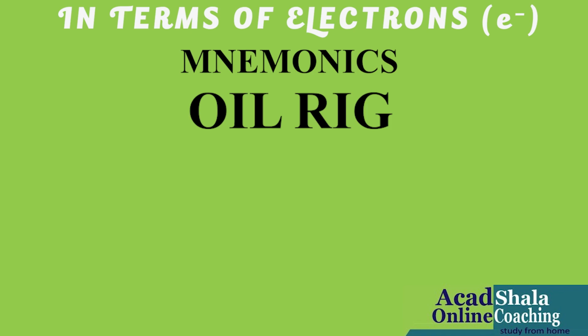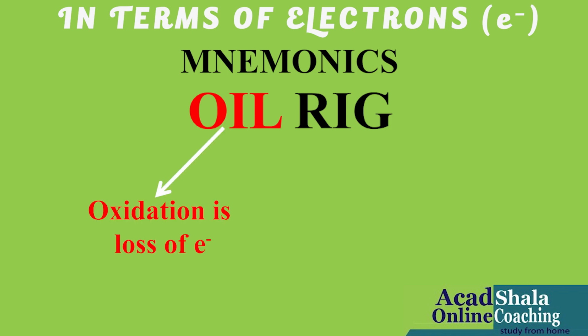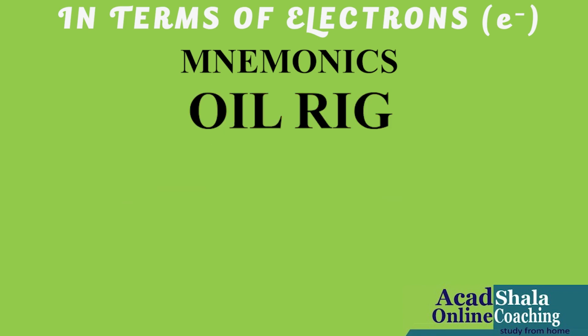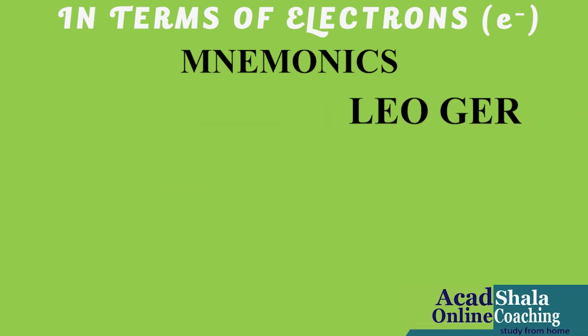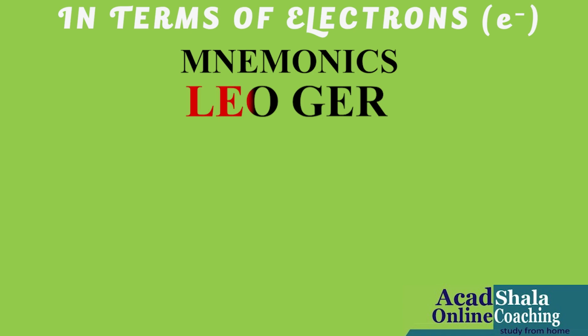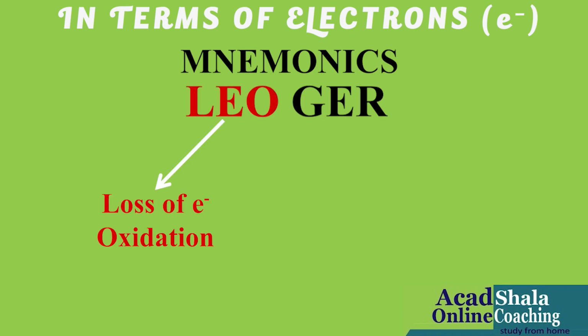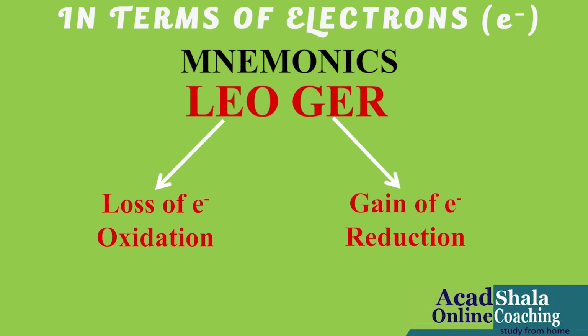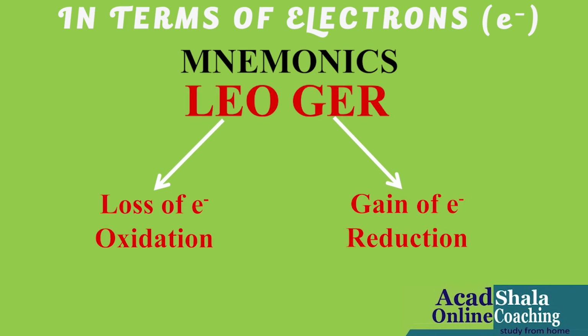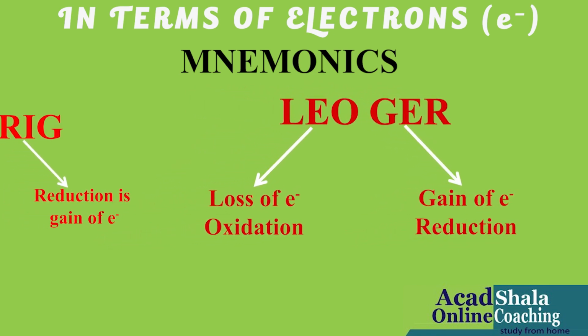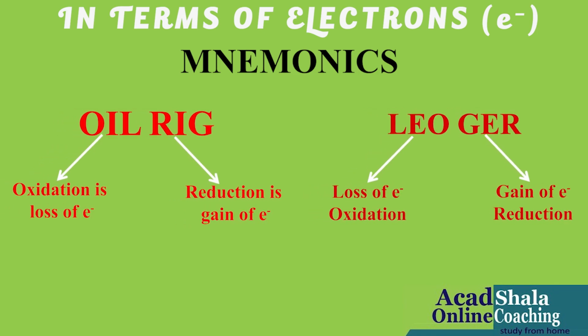In terms of electrons, when I talk about OIL, it says oxidation is loss of electron. When I talk about RIG, it says reduction is gain of electron. Or you can take LEO GER, your wish. If I talk about LEO, that is loss of electron is known as oxidation and gain of electron is known as reduction. So I have provided you 2 mnemonics. The choice is yours. Whatever you feel, please pick up and go ahead for redox reaction. With the help of mnemonics, you can memorize this.